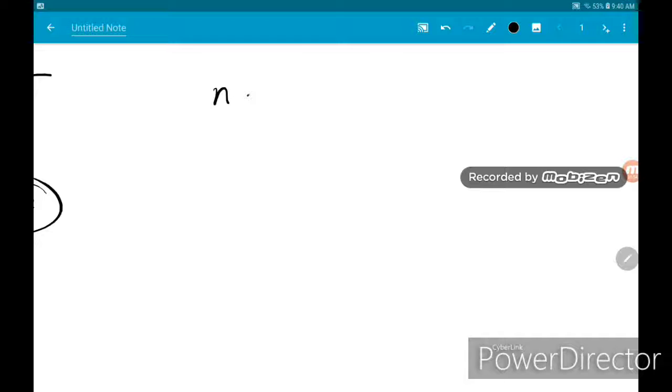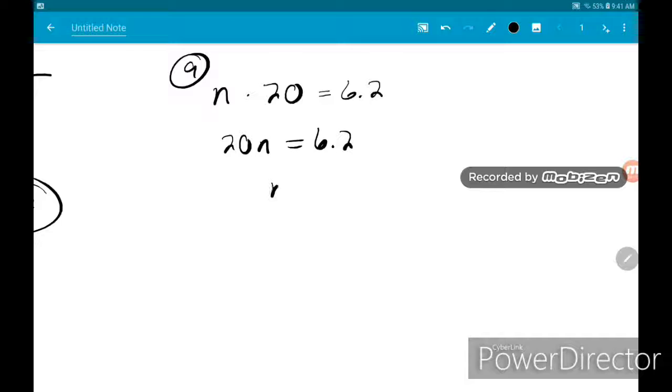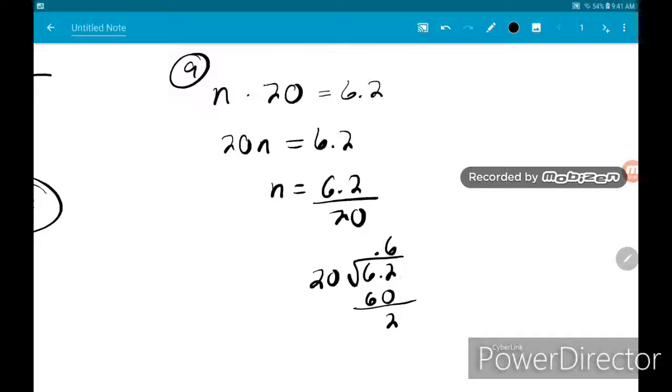Number 9. Last one, finish up. What are they looking for? Percentage. We're looking for a percentage, so it's 20N equals 6.2. N is equal to 6.2 divided by 20. That's it. I got 30%. Hold on. 0.61, oh yeah, I got 31%. 0.31 is our decimal.